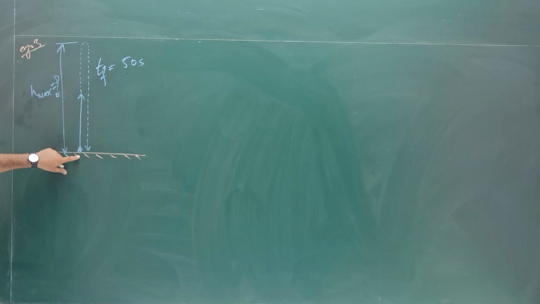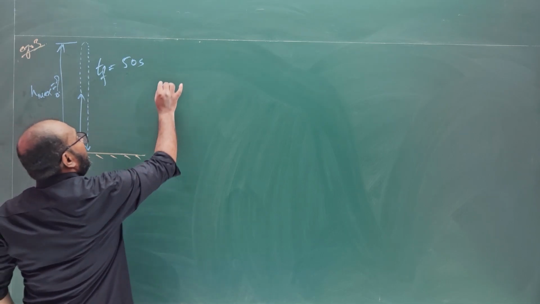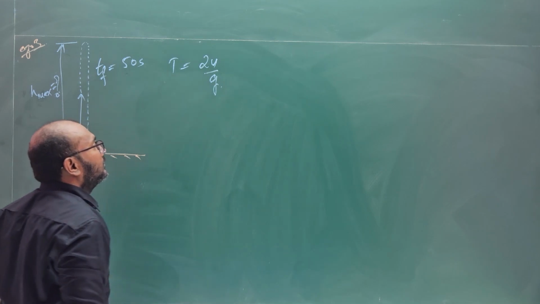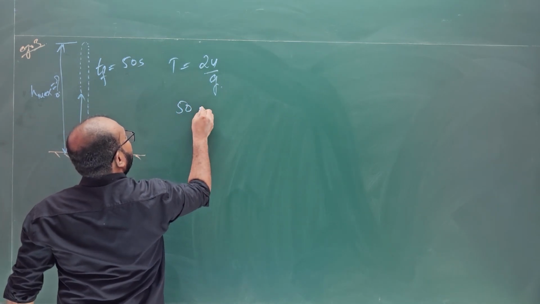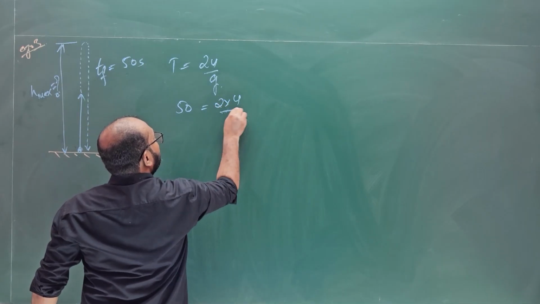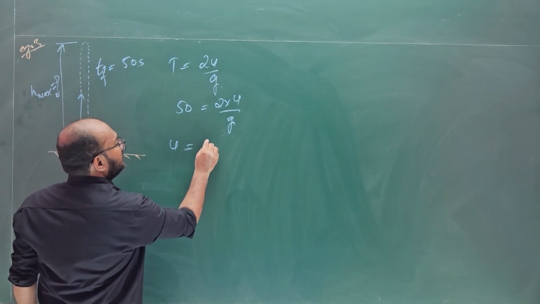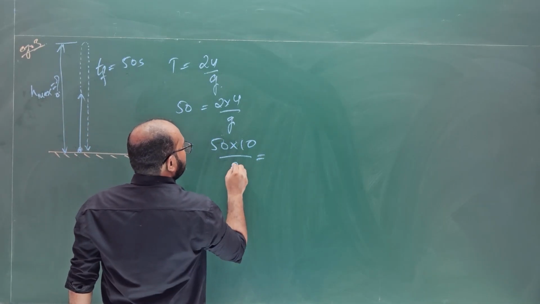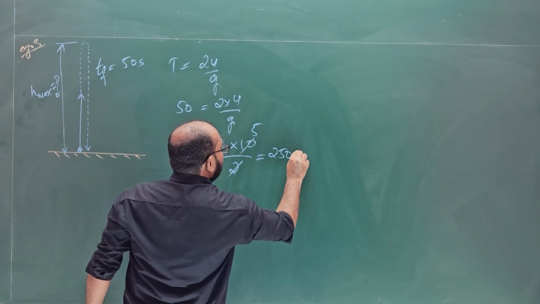An object is being thrown with initial velocity, not given. Time of flight is given, 50 seconds. So, can I say that t is nothing but 2u upon g? Okay, and time is given 50. So, 50 is equals to 2 into u upon g. Reshuffling this, u is equals to 50 into 10 upon 2, that is equals to 250 meter per second.